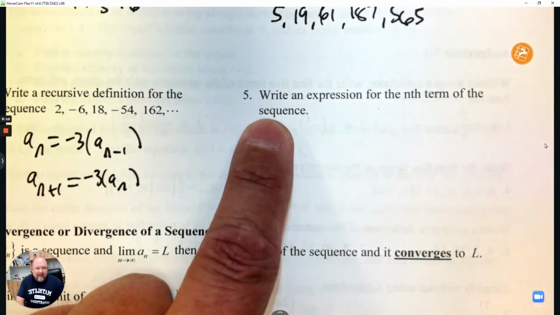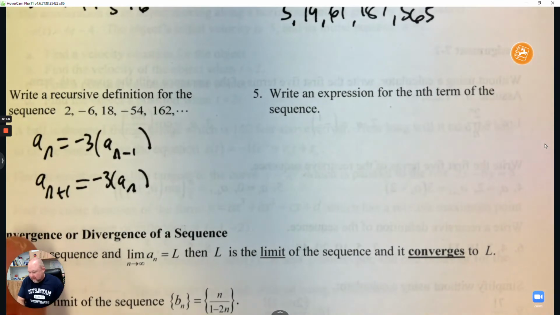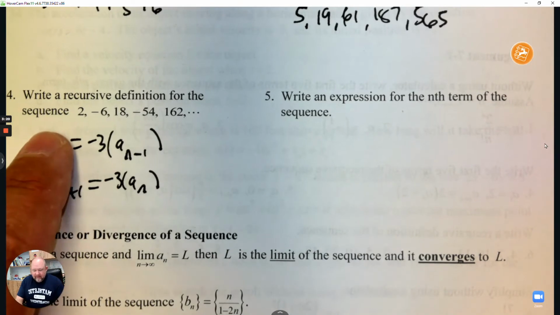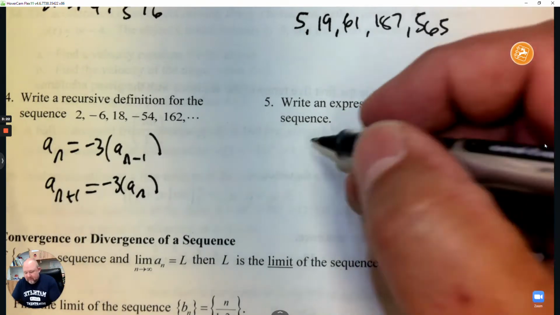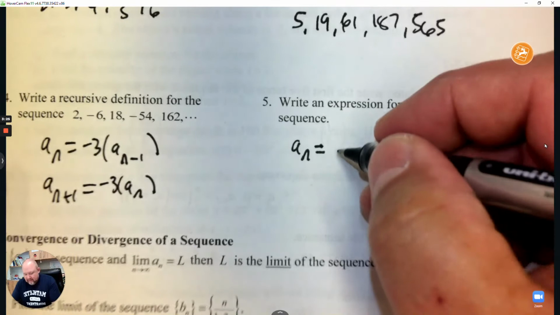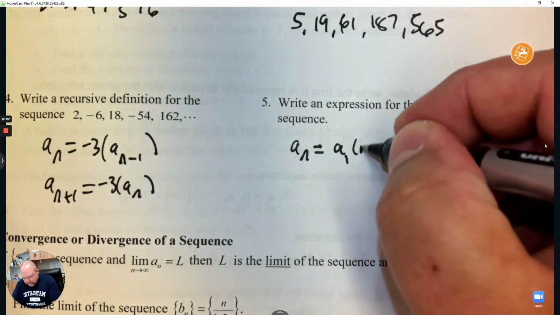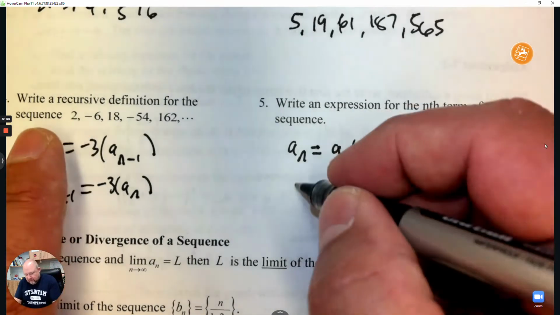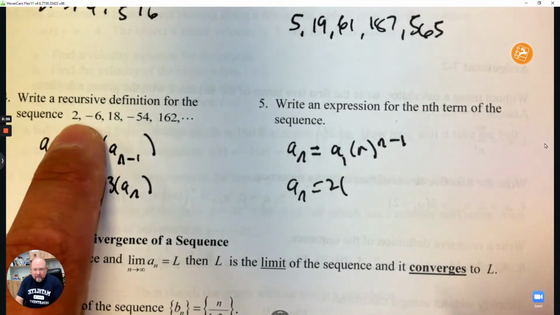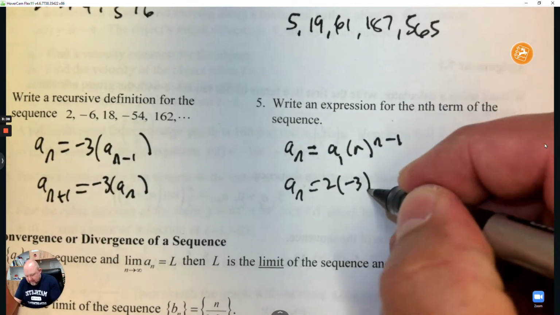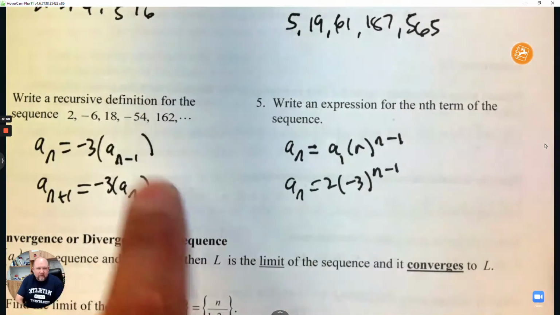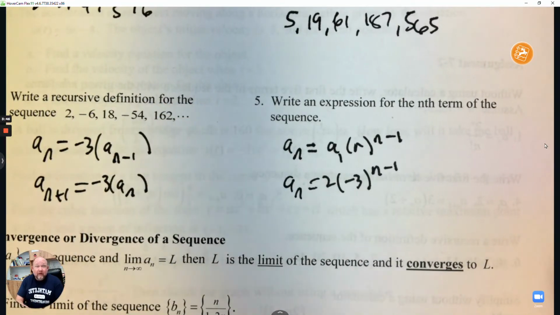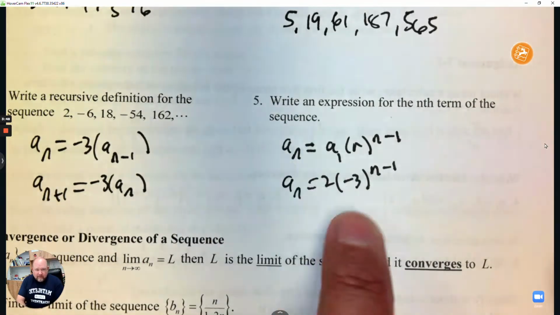Write an expression for the nth term of that sequence. This is what's called a geometric sequence, and a geometric sequence is exponential. If you're multiplying times something, this is the form. So the first term is 2. The base is the number that you keep multiplying by, that's -3, and then you have the exponent. That's what's called a geometric model. If you're multiplying by the same number every time, it's called a common ratio, and this is the general formula for that.